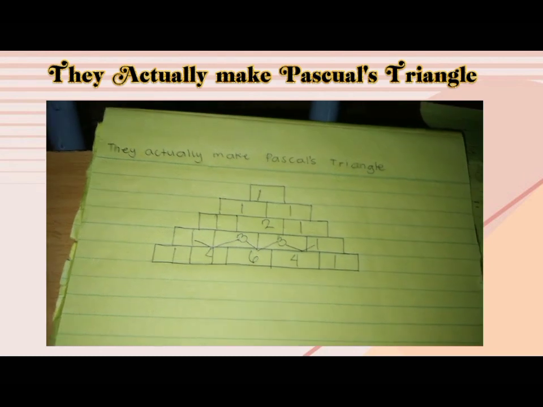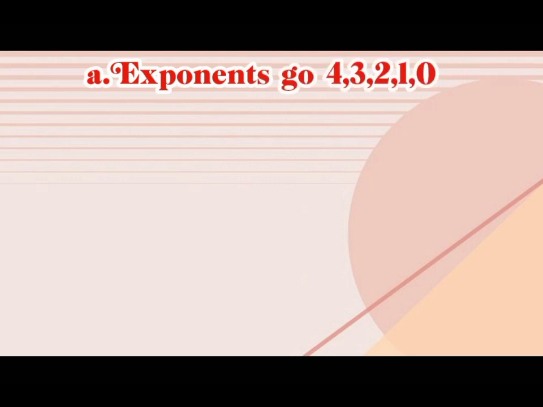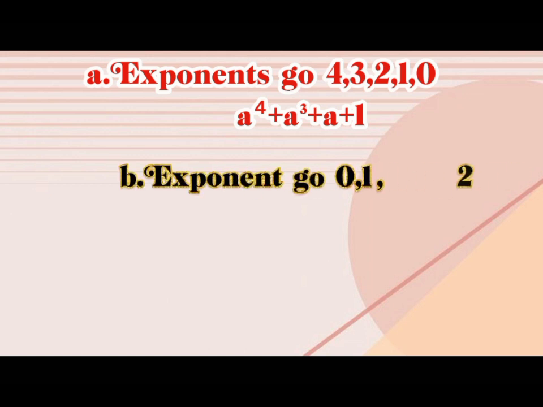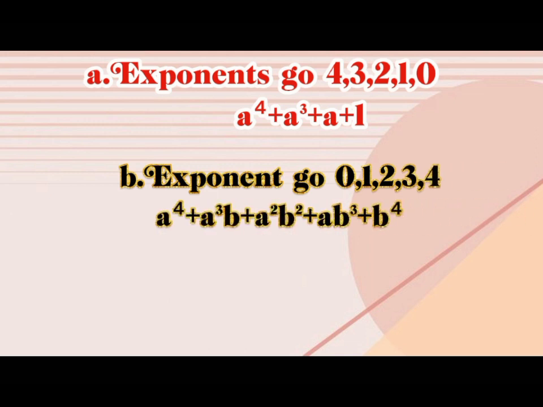Let us try something new, an exponent of 4. Exponent a starts from 4, 3, 2, 1, and 0. So a to the power of 4, a to the power of 3, a squared, a, and 1. Then the exponent b starts from 0 to 4. So a to the power of 4 plus a to the power of 3 b plus a to the power of 2 b to the power of 2 plus a b to the power of 3 plus b to the power of 4.